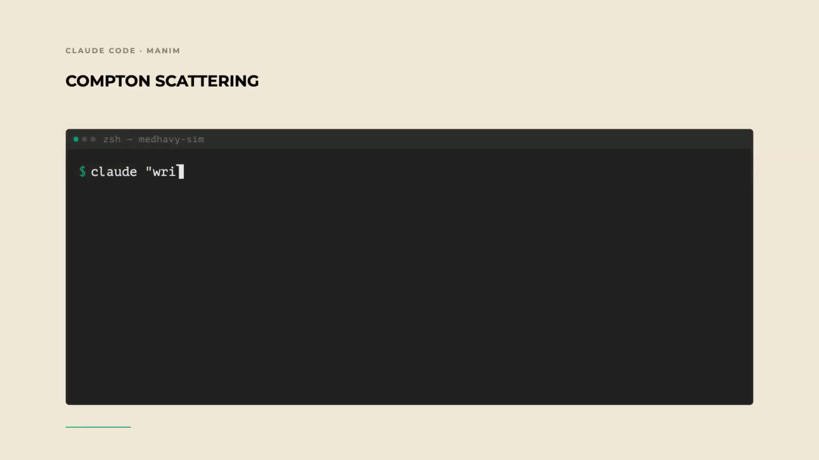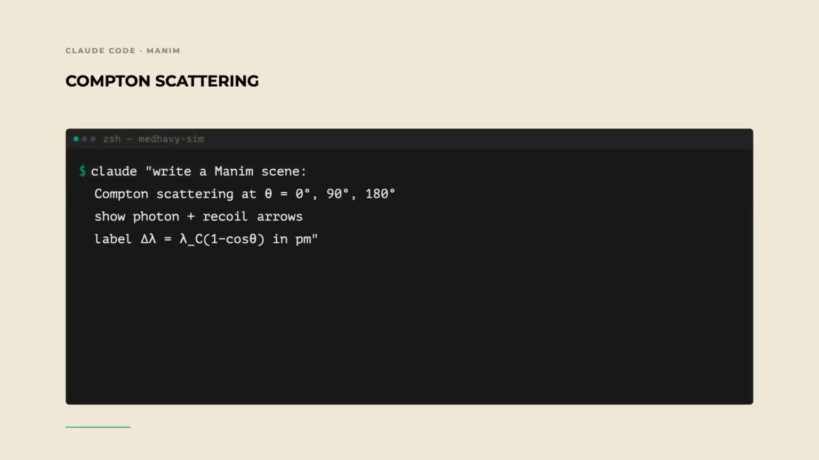New segment. Prompt. Claude, write a Manim scene, Compton scattering at 0, 90, 180 degrees. Show photon and recoil arrows. Label delta lambda equals lambda c times 1 minus cosine theta in picometers for each case. Geometry, formula, all 3 cases. The more you specify, the less you correct.